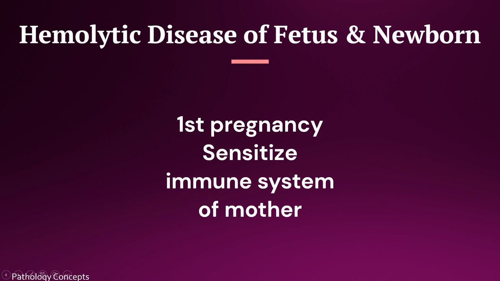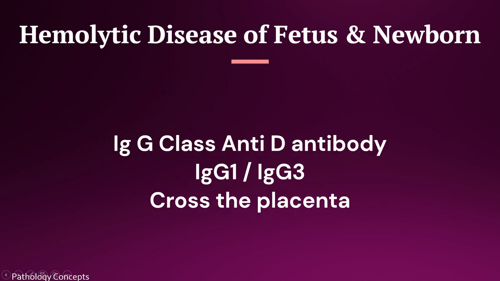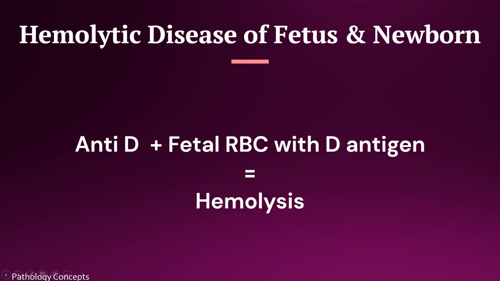This anti-D antibody, predominantly of IgG1 and IgG3 subclass, will cross the placenta and attach to the D antigen, which is well developed on the fetal RBCs in subsequent pregnancies. Thus, in a subsequent Rh positive pregnancy, the maternal anti-D crosses the placenta, resulting in destruction of fetal RBCs.